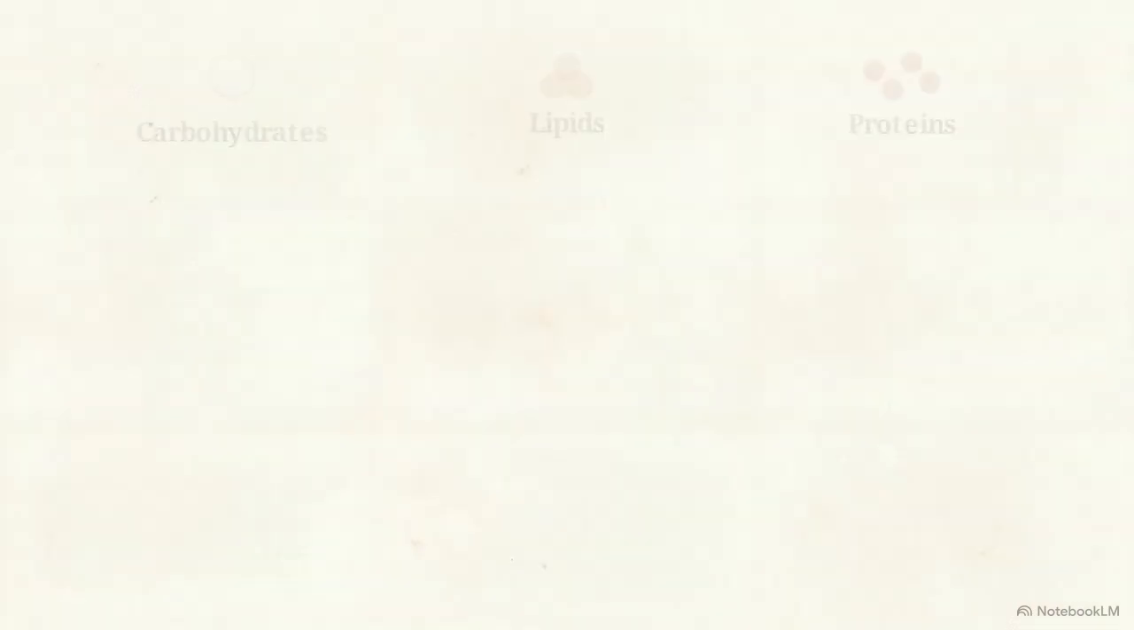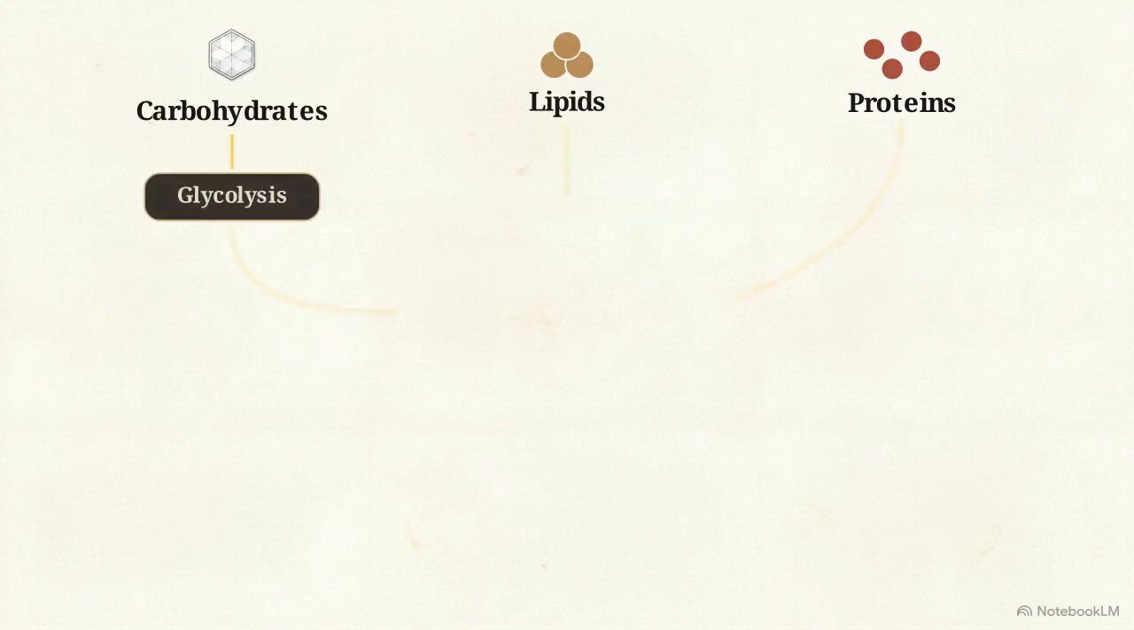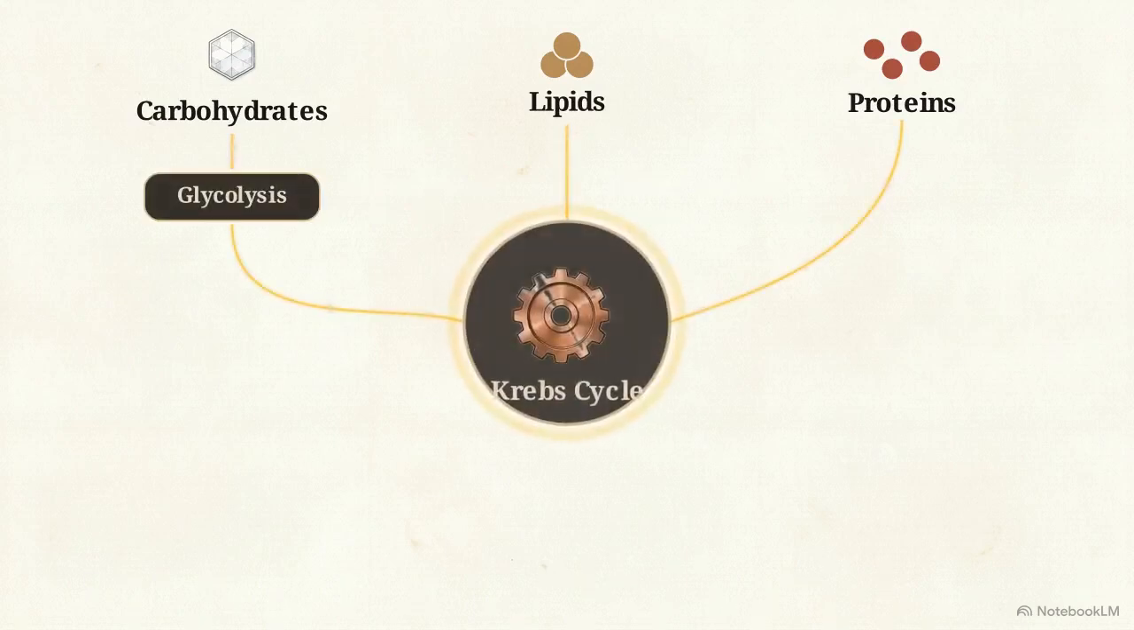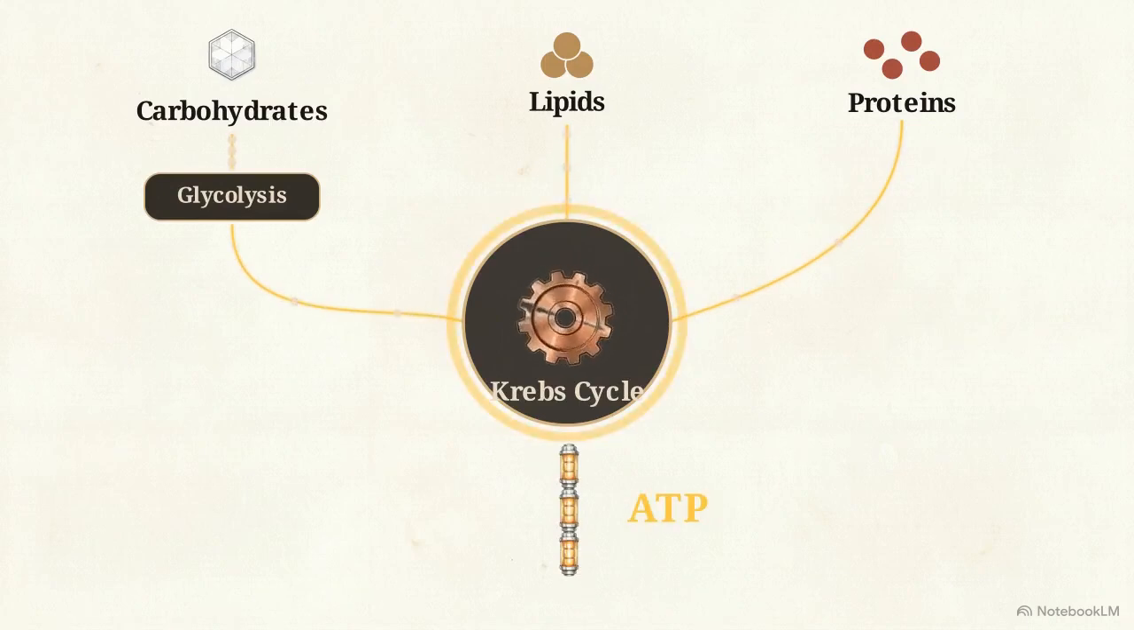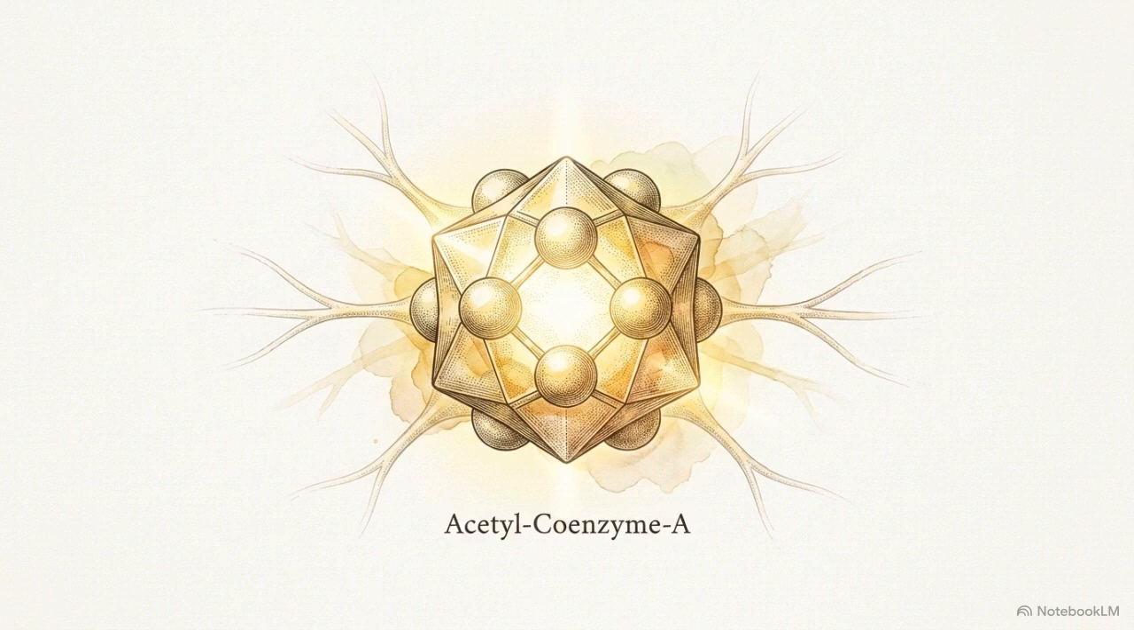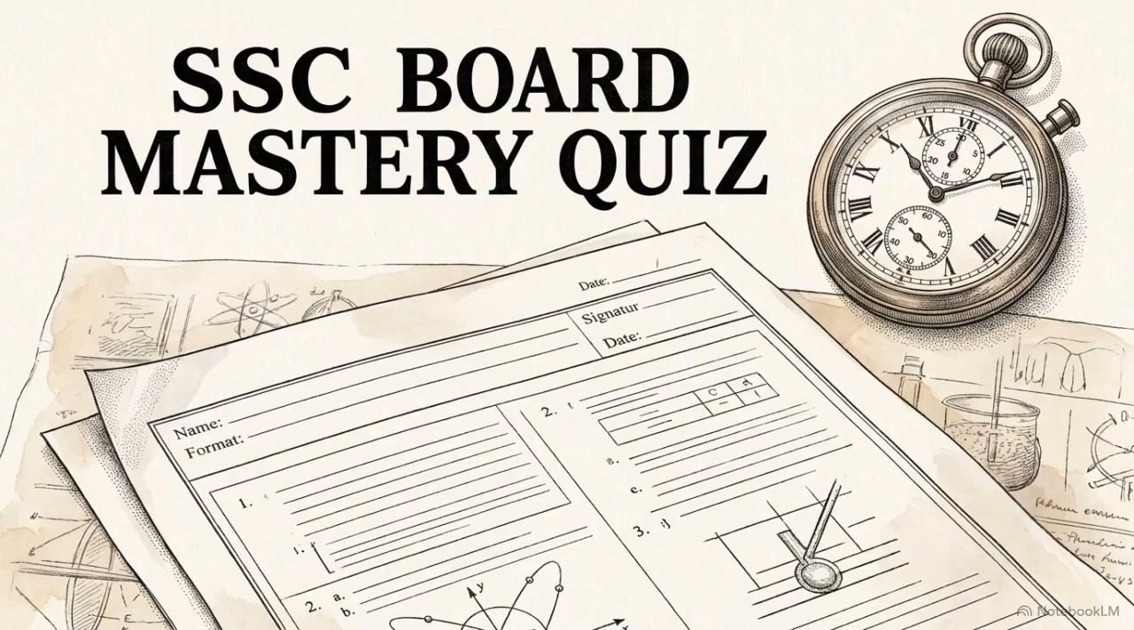This summary map reveals how carbohydrates, lipids, and proteins, despite starting as completely different fuel sources, are all funneling down into the exact same energy-producing engine. Notice that acetyl coenzyme A is the central hub. Every nutrient must reach the specific molecular form to enter the mitochondria and release its full energy potential. Now, let's put it to the test with 3 high-yield questions for the SSC board exam.